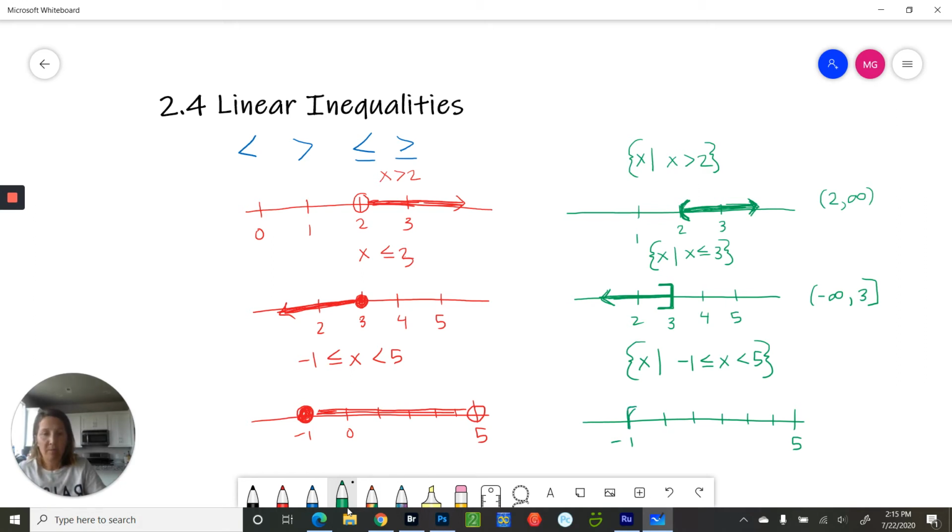So you have your bracket. And here where 5 is not included, you would have your parenthesis, and it would be in between. So you can see that these are very similar to what you've done in the past, but this is the way the book is going to write it.